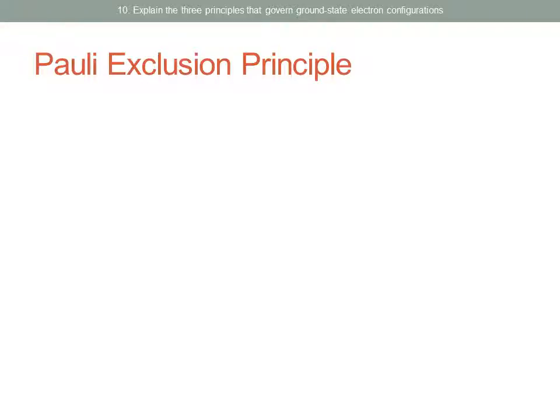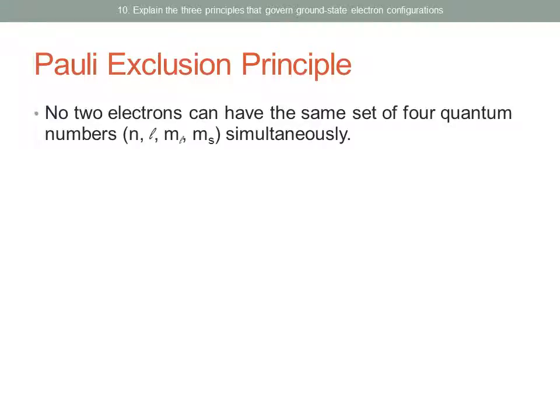The next rule or principle that guides our electron configuration writing is called the Pauli Exclusion Principle. The Pauli Exclusion Principle says that no two electrons can have the same set of 4 quantum numbers, that's n, l, m sub l, and m sub s, simultaneously.